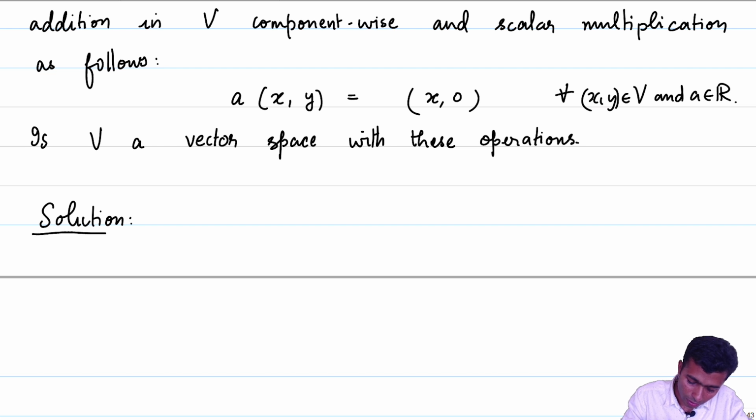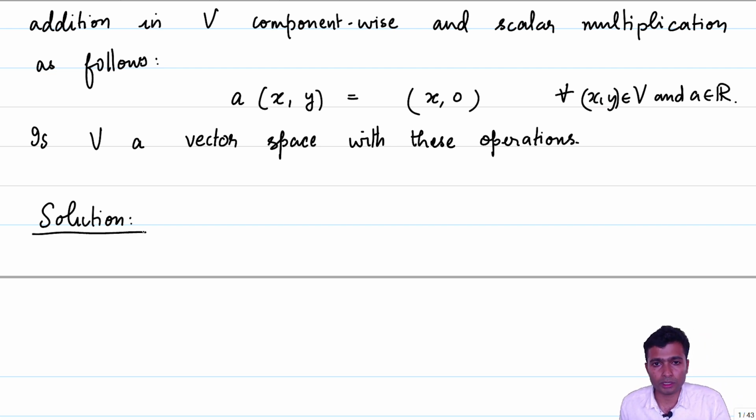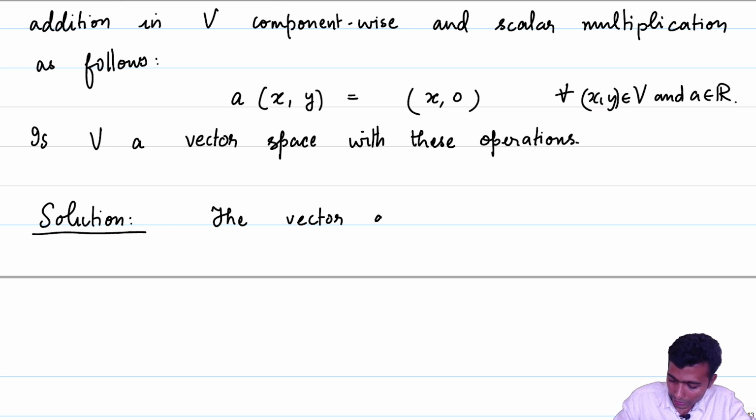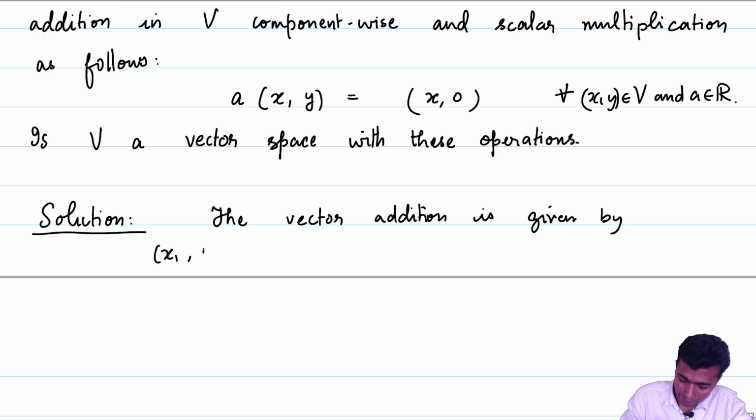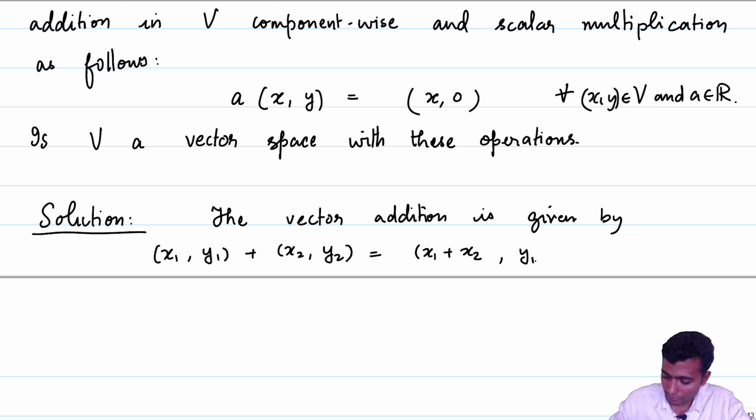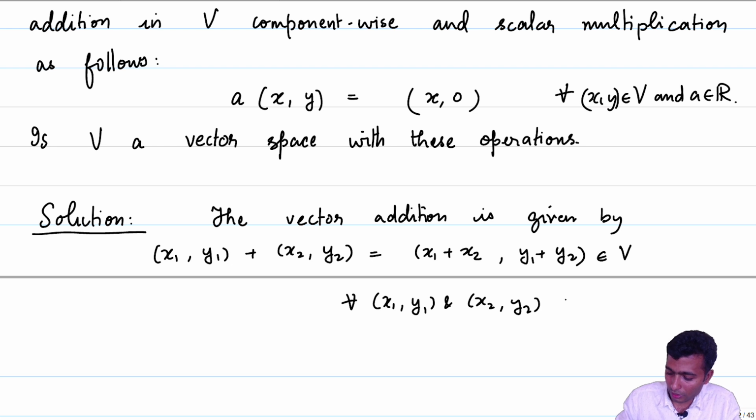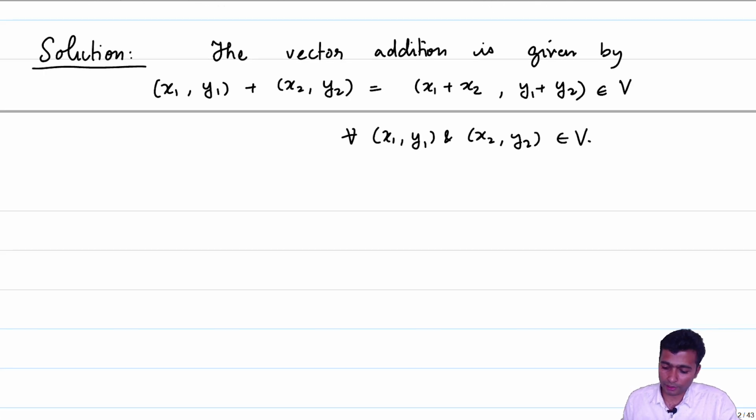The first thing to check is whether V is closed under vector addition and scalar multiplication. So recall the vector addition, which is component wise, is given by x1, y1 plus x2, y2 is equal to x1 plus x2 component wise, y1 plus y2, which is an element in capital V for all x1, y1 and x2, y2 in capital V. This is something which we have already seen in the example where we checked that R2 is a vector space, because the vector addition in this problem is the same as the vector addition there. So yes, V is closed under vector addition.